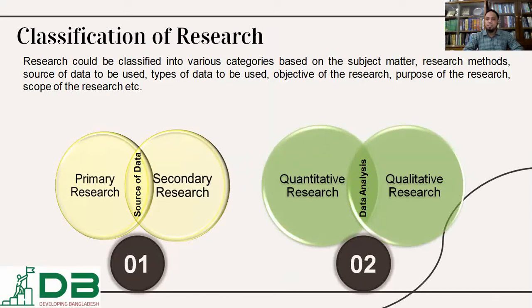or set of researchers, or objective of the research, or purpose of the research, scope of the research. Based on these particular issues, we can classify research into various categories. For example, based on source of data, we can classify research into two categories. Number one is primary research. Second one is secondary research.